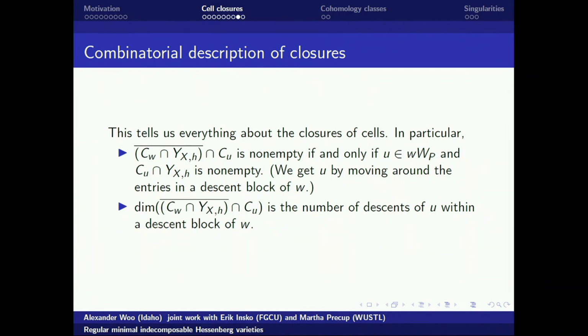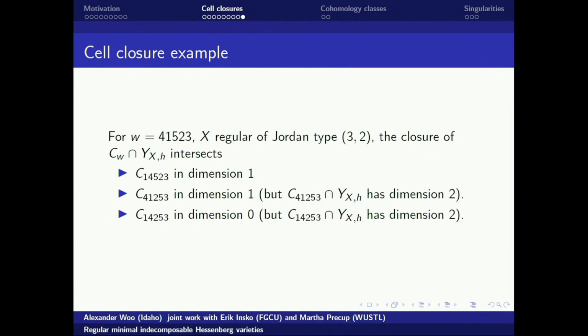And what's the dimension? Well, the dimension is the number of descents inside a descent block of W. Okay? So U here can have extra descents that did not come from a descent of W. Descents of U that are in the same places as descents of W. And if every descent of U is in the same places as a descent of W, then it's contained inside the closure. And if it's not, then some part of it is in the closure and some part of it is outside.